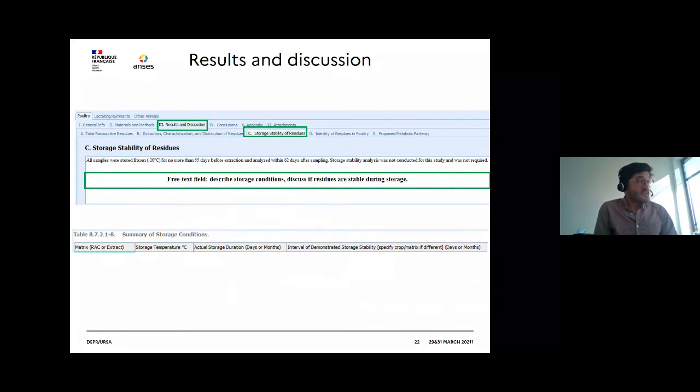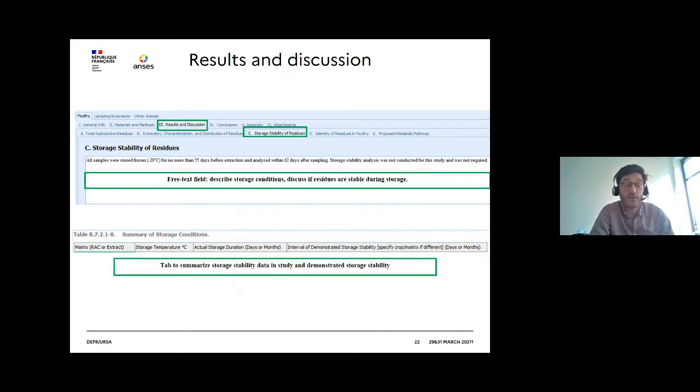In part C of results and discussion, which deals with storage stability of residues, describe the storage condition and discuss if residues are stable during storage. A tab summarizes storage stability data in the study and interval of demonstrated storage stability data. Complete this table for all matrices tested in the study.